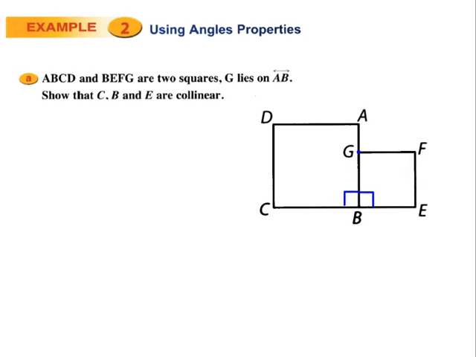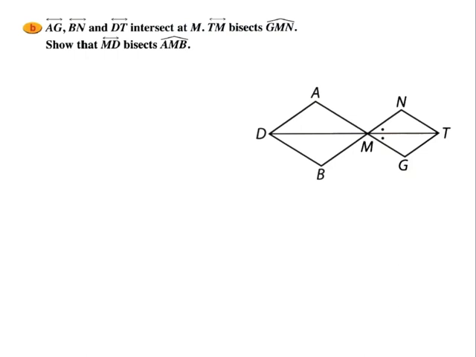180 degrees. As you see, right angle, 90 degrees plus 90 degrees, it equals 180 degrees. So CB is a line and C, B, E are on the same line. So they are collinear points. If you remember collinear points, the points lie on the same line. I think this is the end of the lesson. No, there is another example. Sorry, after that, this is the end of the lesson.